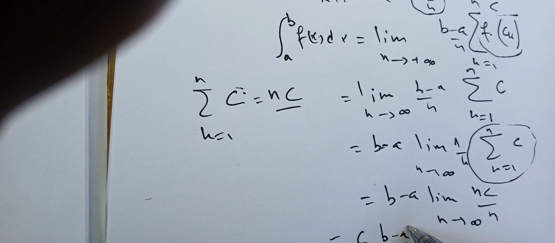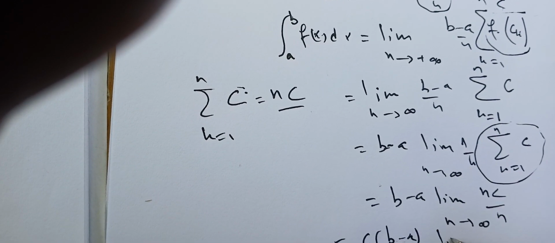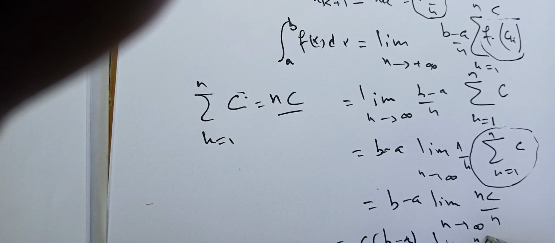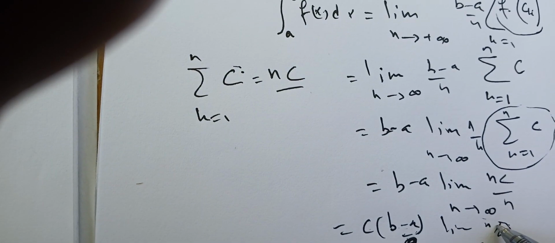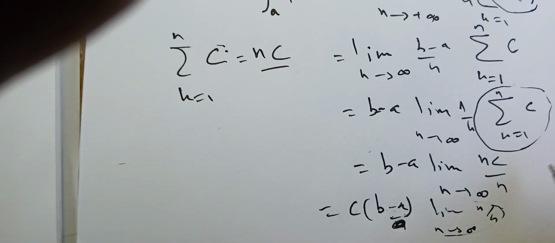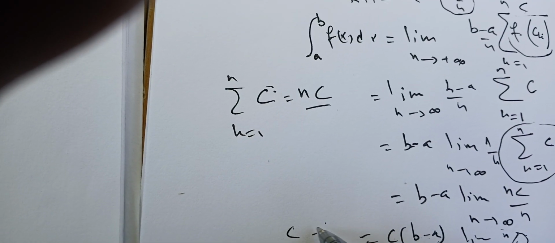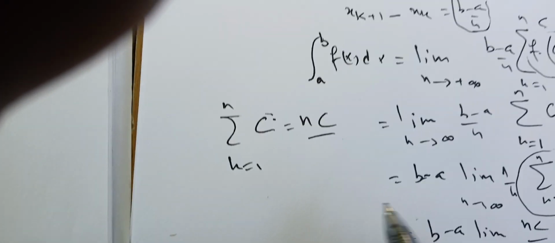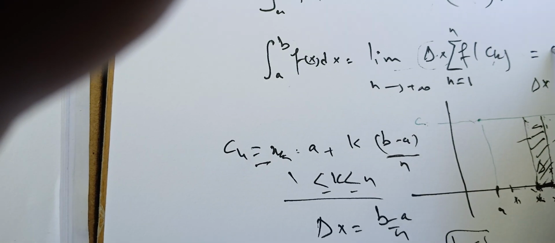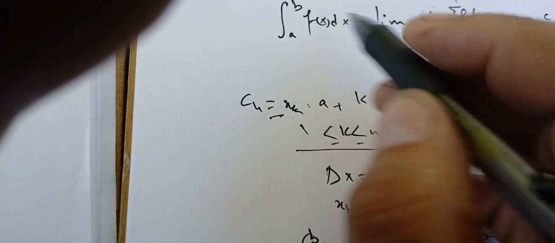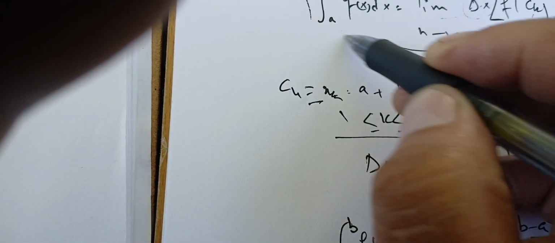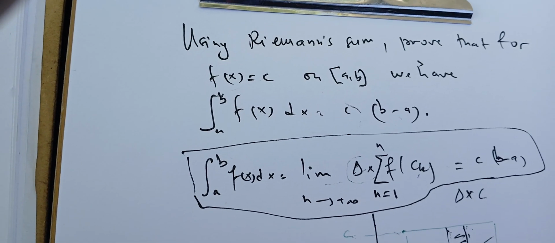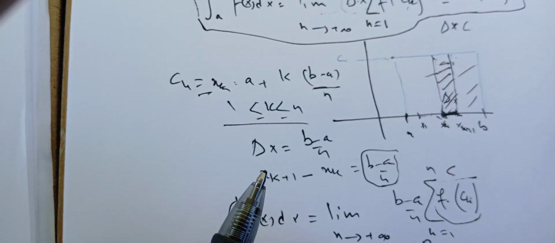Let's forget the n. So we have c times b minus a times the limit of n over n. That's 1, because this is a constant. It's 1 over 1. Therefore, our limit here is just c times b minus a. And this proves that our integral in this case is just c times b minus a, and that's what we see in the book. So that's the proof using the Riemann sum. I think that's all we need to prove.